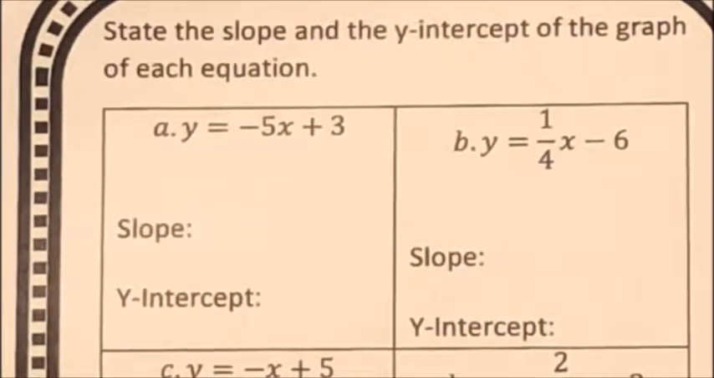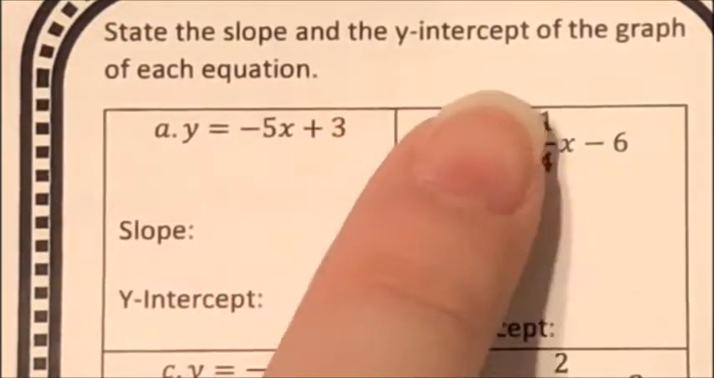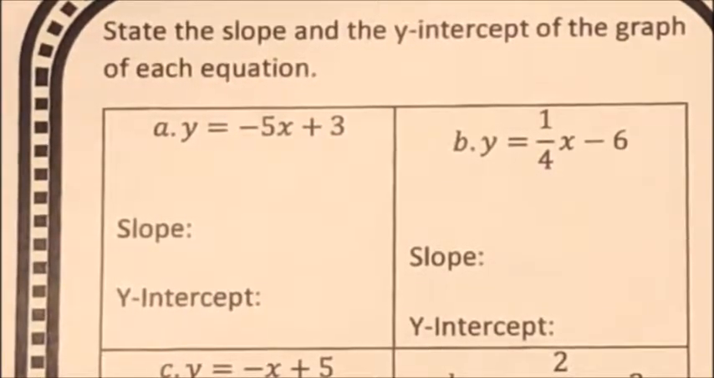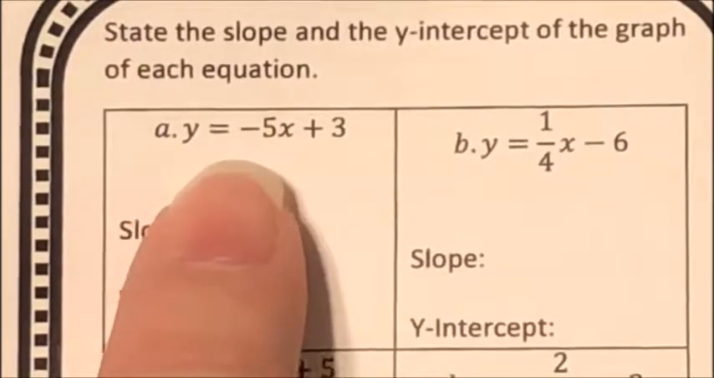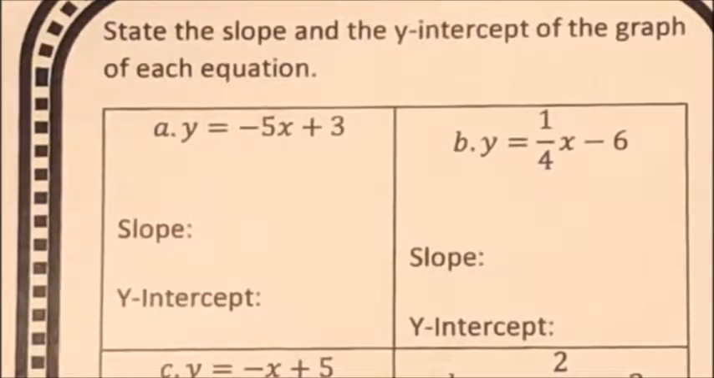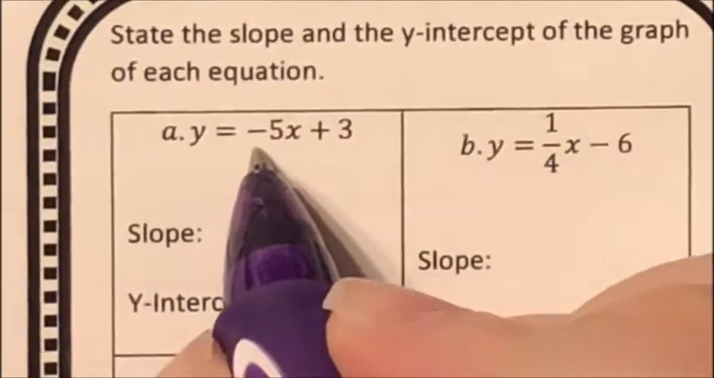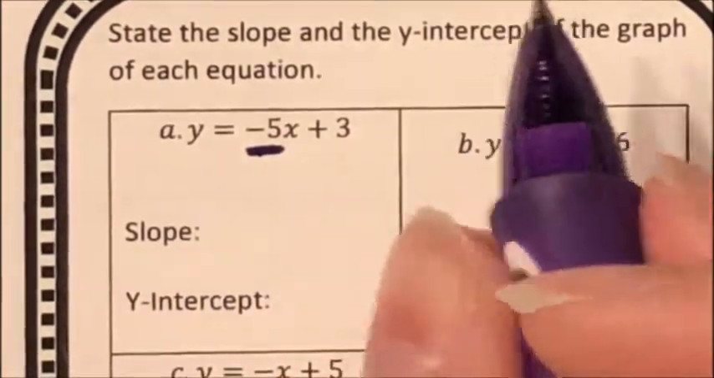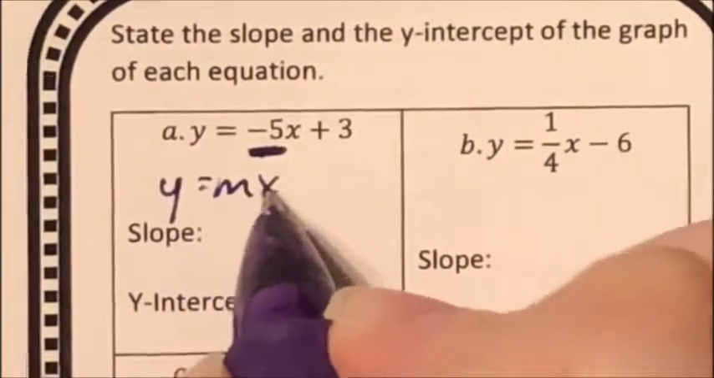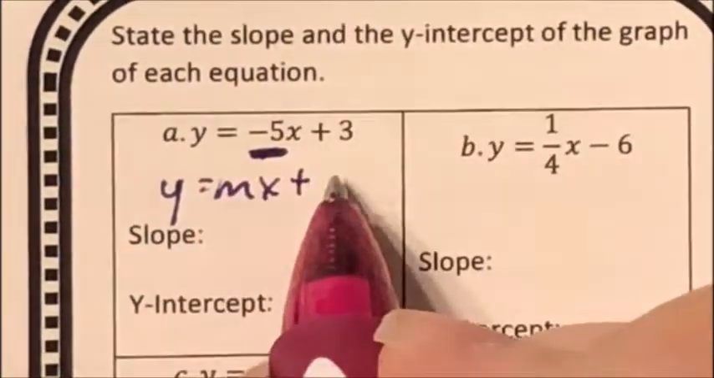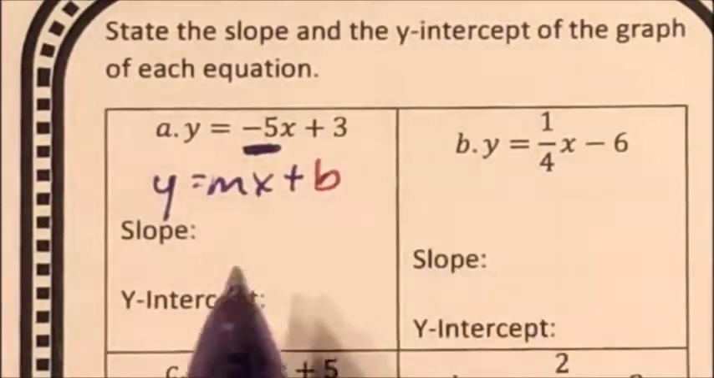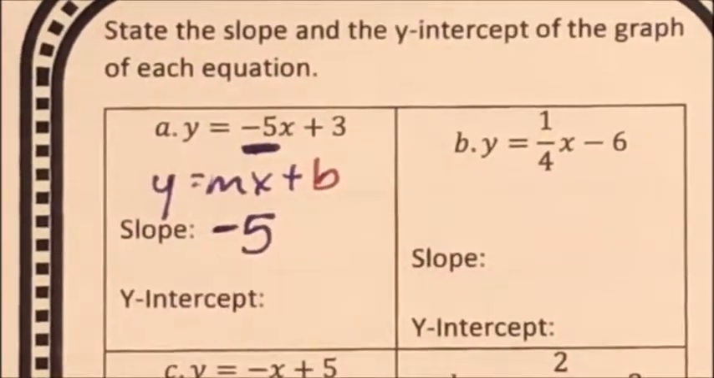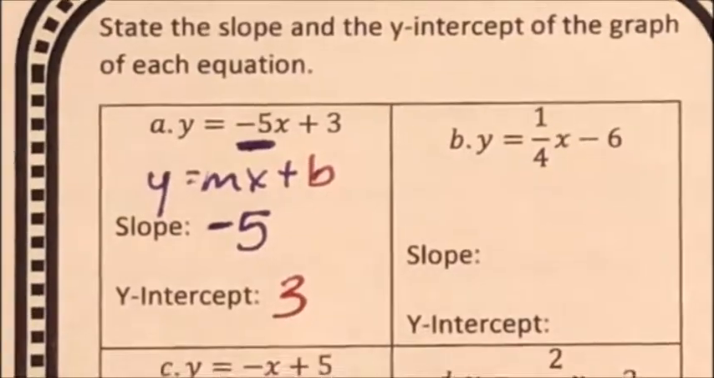All right, so now that you've tried the try it problems, let's go over the answers together. Okay, the first couple say state the slope and the y-intercept of the graph of each equation. So letter A, y equals negative 5x plus 3. Okay, so my slope, remember my equation, y equals mx plus b. Okay, so my slope is negative 5 and my y-intercept is positive 3.